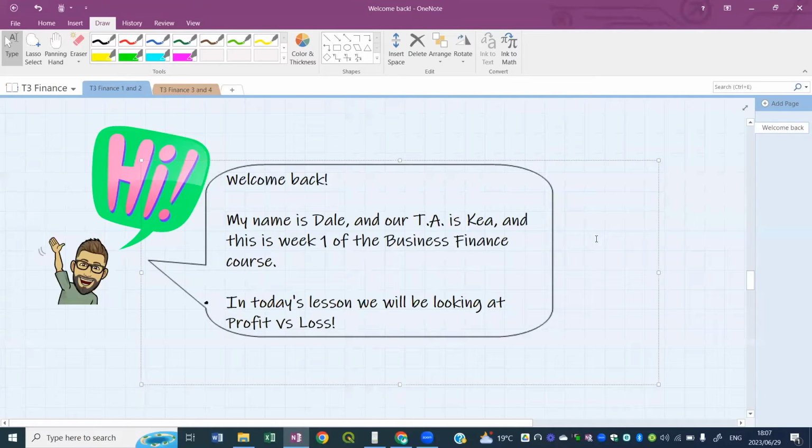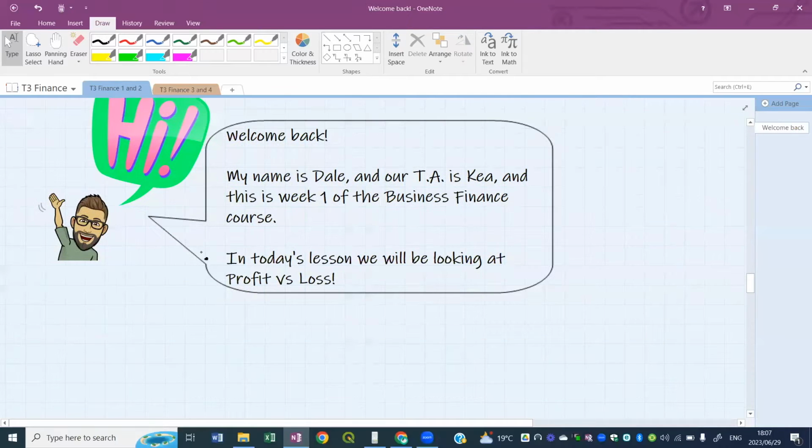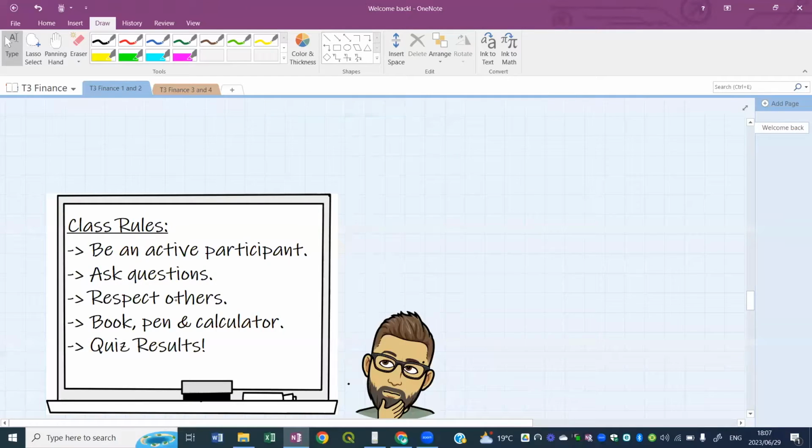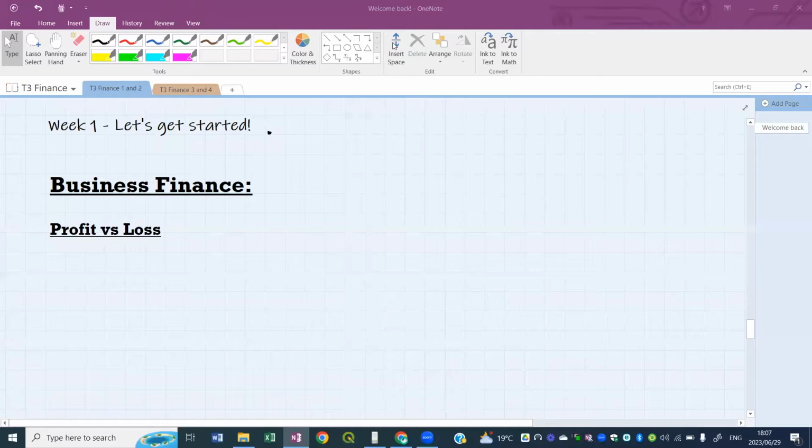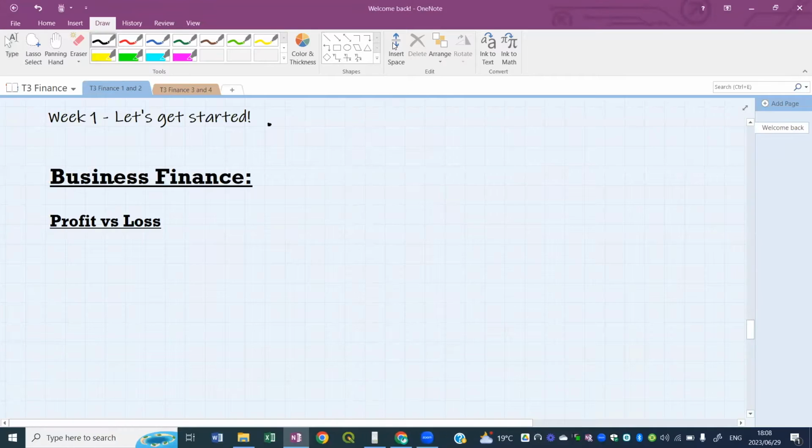Looking at profit and loss. Now, I need you guys to tell me, how do we calculate profit or loss? Let's look at profit. How do we calculate profit? Can anyone tell me? Thank you, Giamo. Selling price minus cost price. All right, good. Selling price minus cost price.